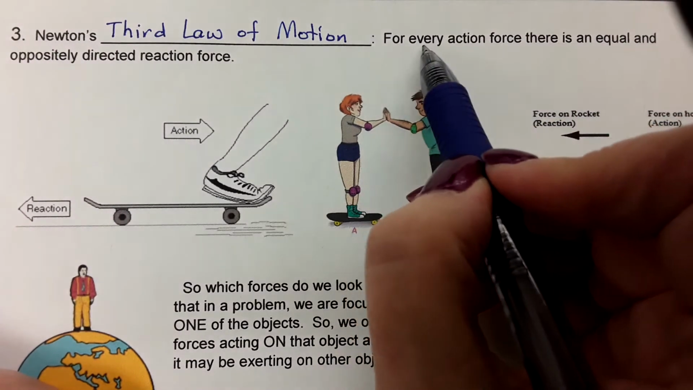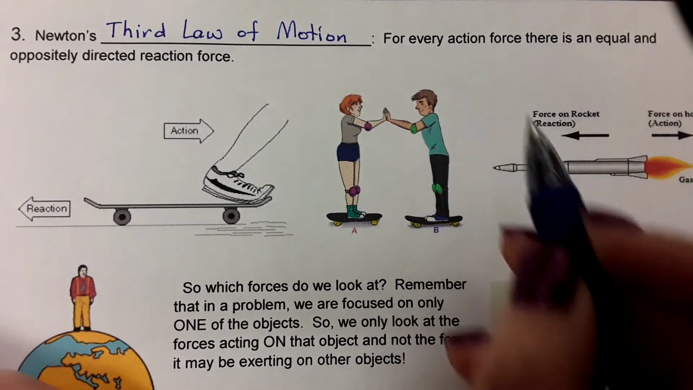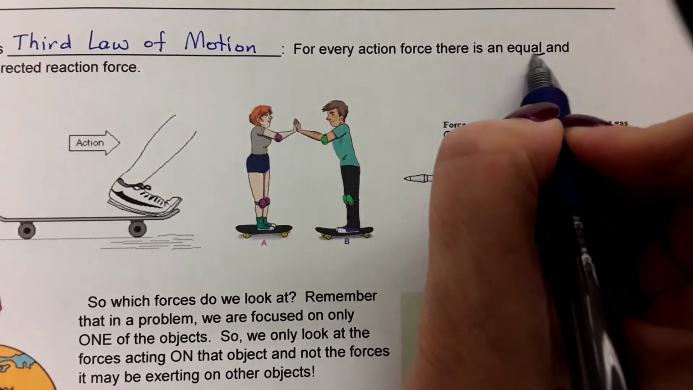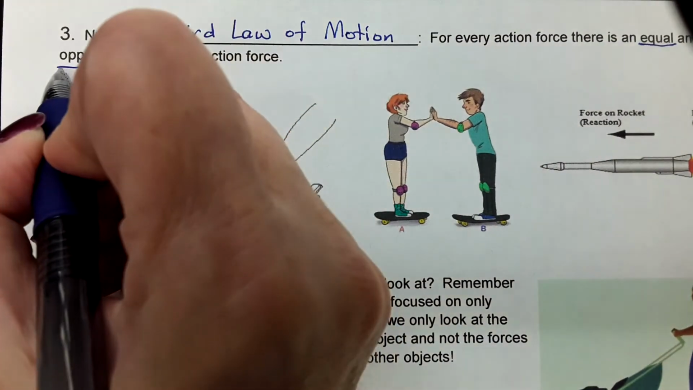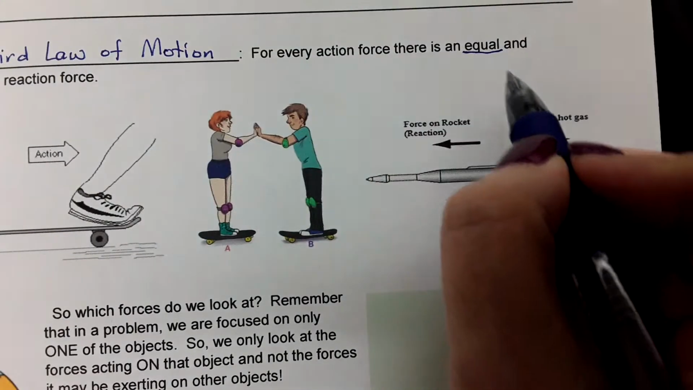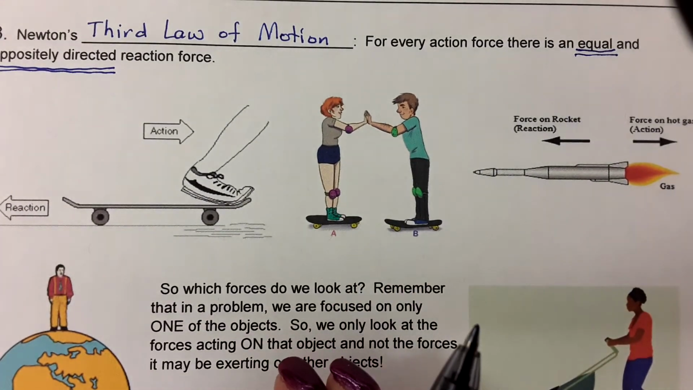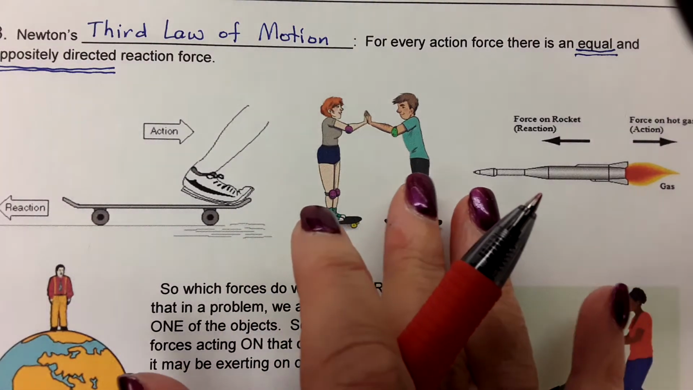It says, for every action force, there is an equal, and I'm going to underline the word equal. Hang on just a minute, I can't get my pen under here. There we go. And oppositely directed reaction force. Okay? You've probably just heard it as for every action there's an equal and opposite reaction. All right? But the last two things there are actually quite important.